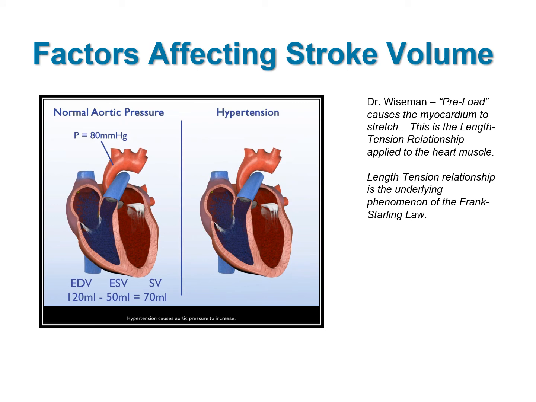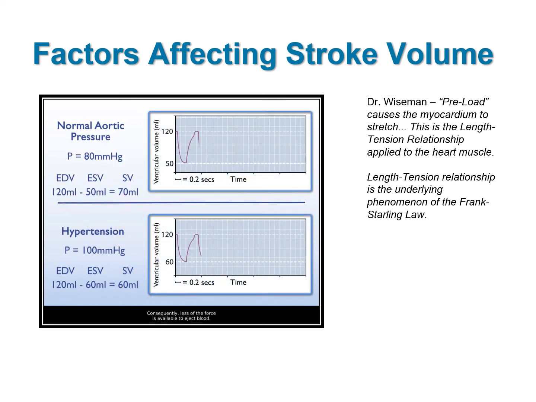Hypertension causes aortic pressure to increase, raising the pressure necessary to open the semilunar valve. The increased afterload is indicated here as 100 millimeters of mercury. With increased afterload, more of the force of contraction is used to open the semilunar valve. Consequently, less of the force is available to eject blood. Therefore, an increased afterload reduces stroke volume.